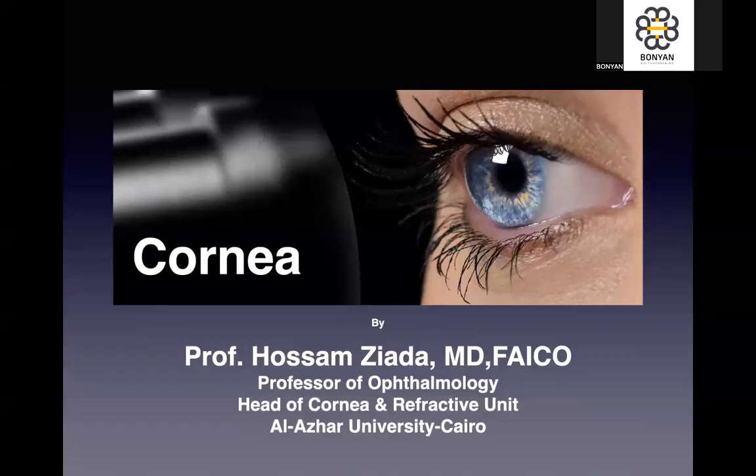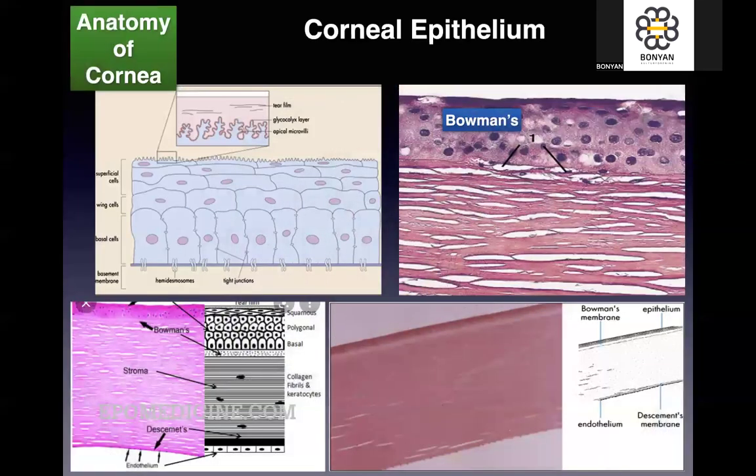Hello, my dear brothers. I will talk today about the cornea. The cornea is the anterior third of the outer coat of the eye, and it's responsible for a lot of functions. Let's see. First thing to explain is the anatomy of the cornea.